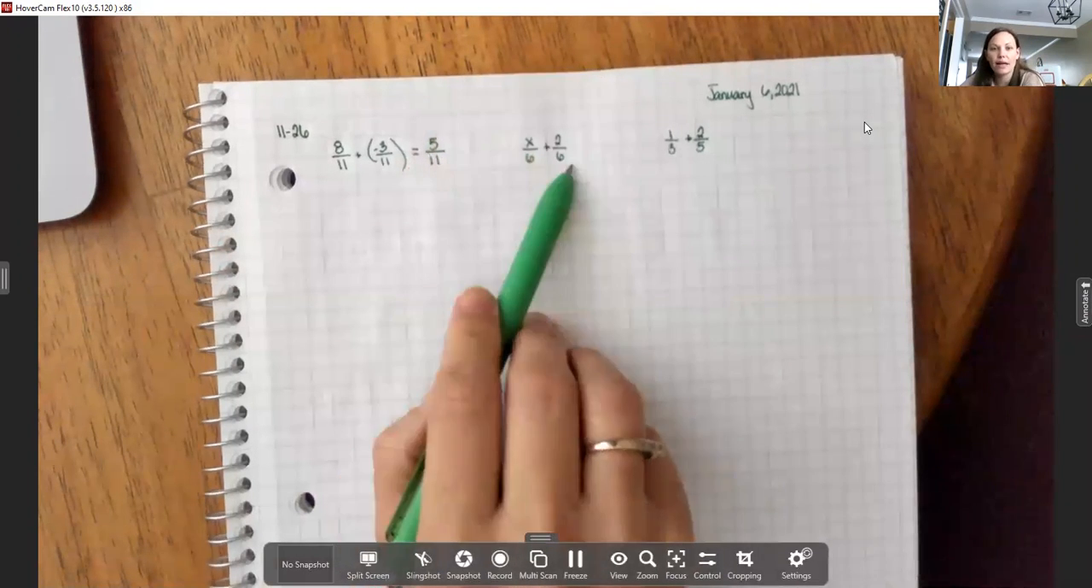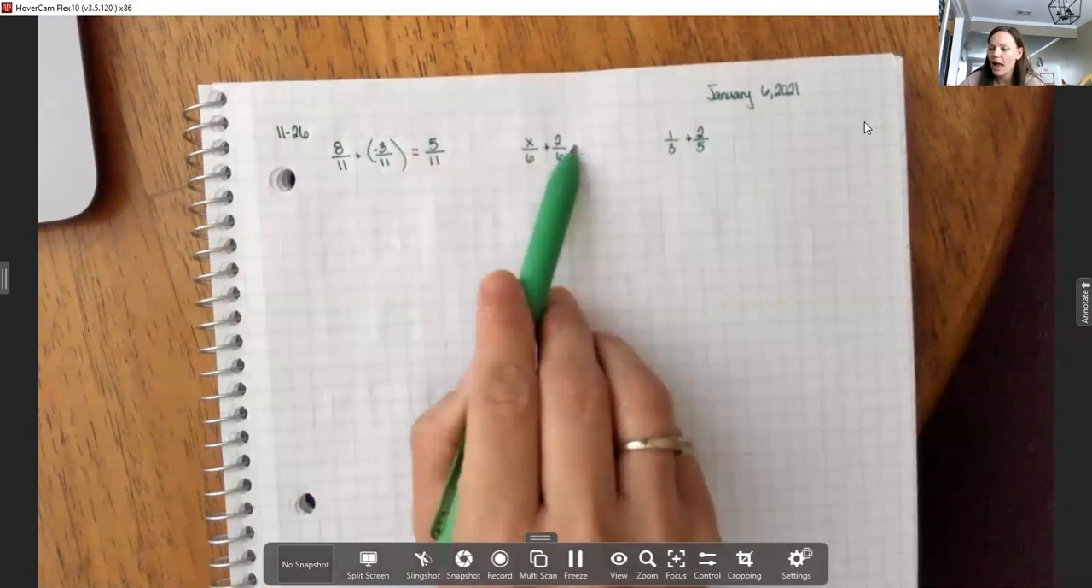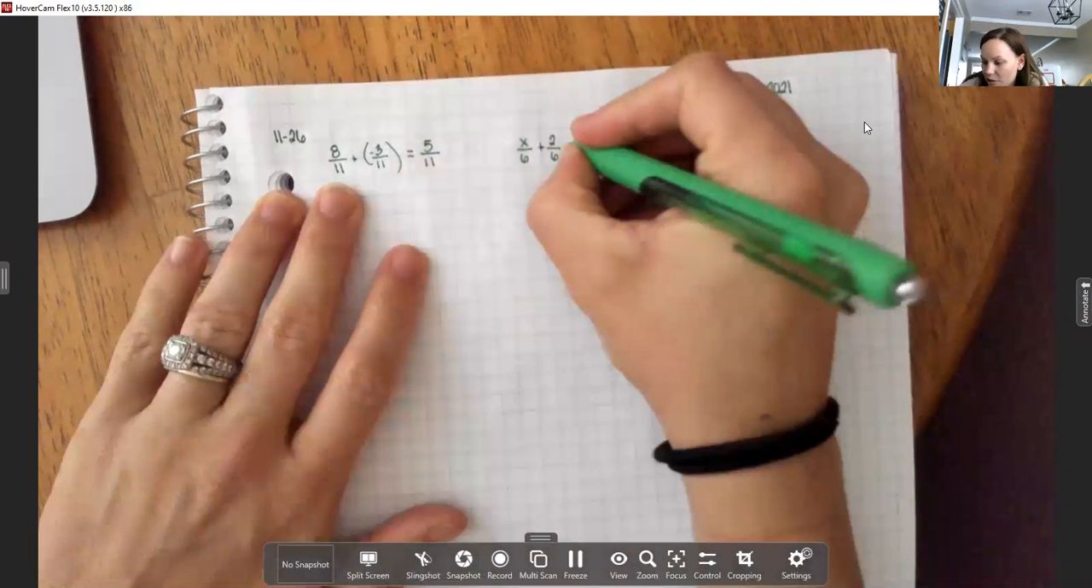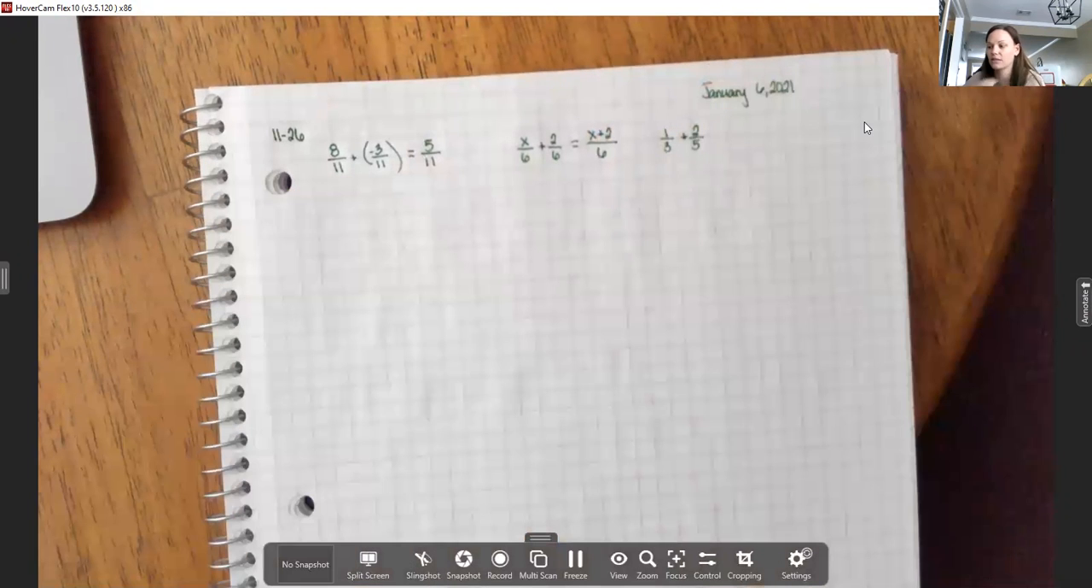So the second one here, x/6 plus 2/6, same thing. They have a common denominator. X and 2 aren't like terms. So this one just becomes x plus 2/6.